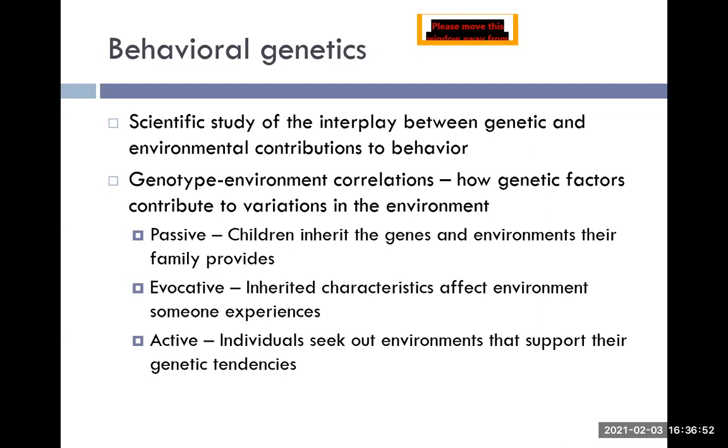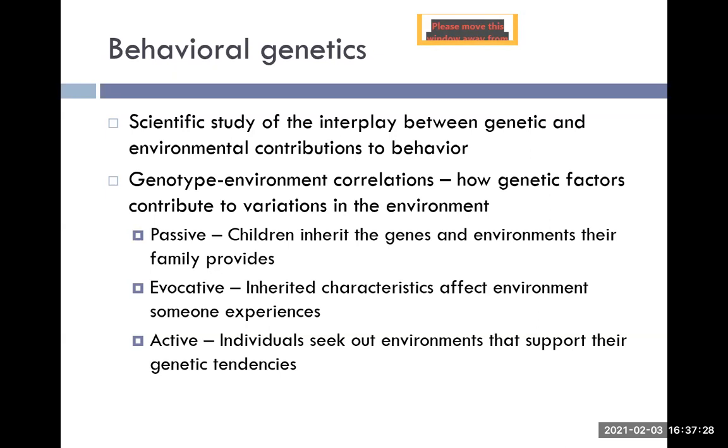For example, a person who has sickle cell anemia, a recessive gene linked disorder, can experience a sickle cell crisis under conditions of oxygen deprivation. Someone predisposed genetically for type 2 diabetes can trigger the disease through poor diet and little exercise. Research has shown how the environment and genotype interact in several ways. Genotype environment correlations refer to the processes by which genetic factors contribute to variations in the environment. There are three types of genotype environment correlations.